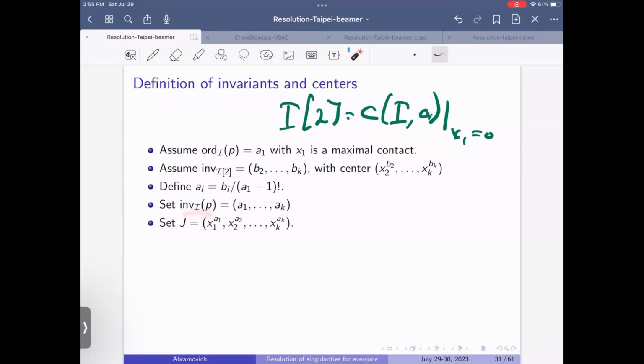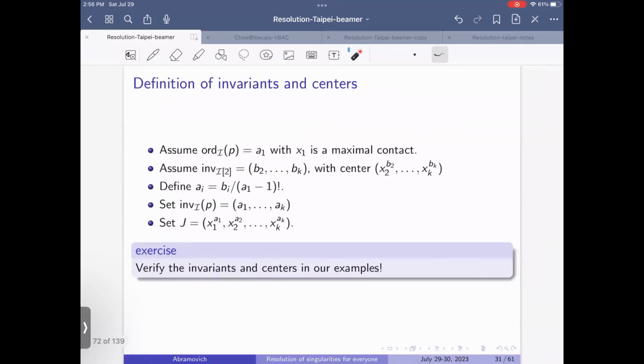The invariant will be obtained by taking these AI and appending them, so A1, A2, up to AK, appending these terms, rescaled like that to A1. And the center is obtained by appending this, rescaled to have the AI here, appending it after x1 to the A1. So let's see.